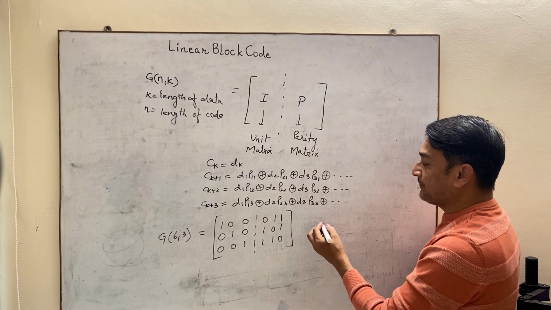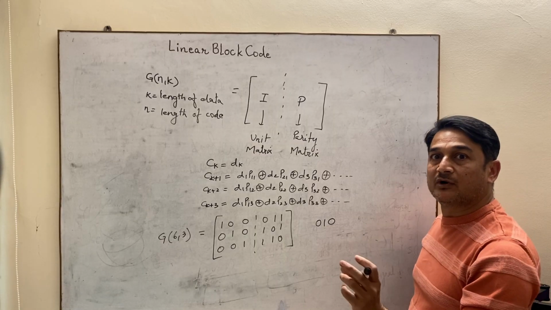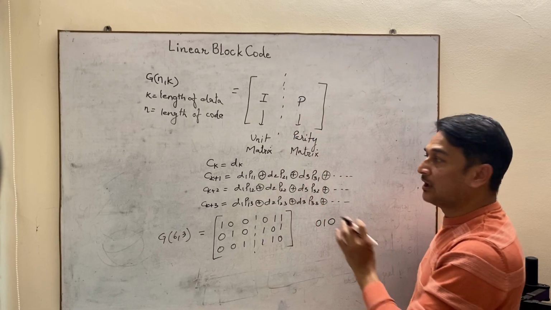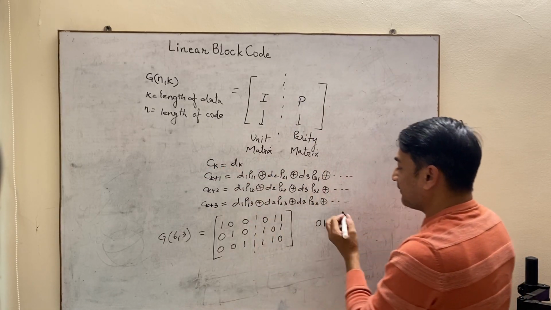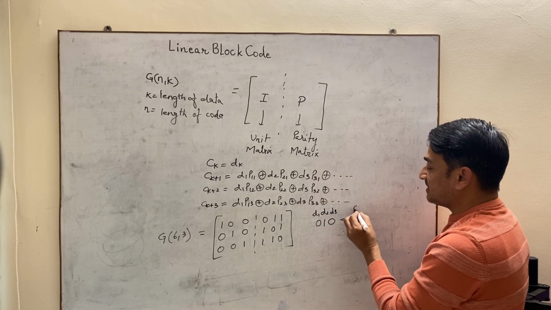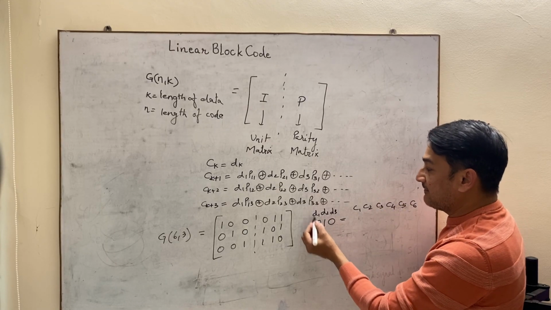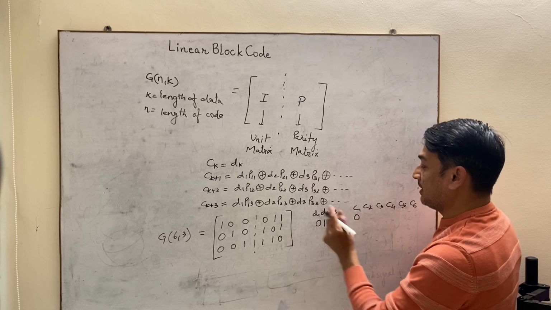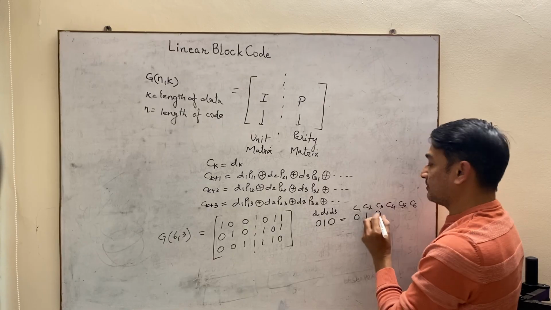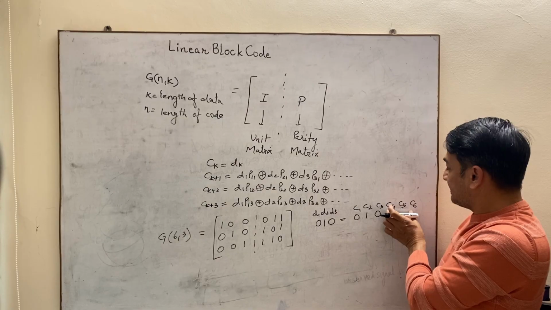So let us take example data 010. You have to convert the 3-bit data 010 to its corresponding code. As per Ck is equal to Dk, if it is D1, D2 and D3, your code is C1, C2, C3, C4, C5 and C6. D1 will be C1, which is 0, D2 is C2 which is 1, and D3 is C3 which is 0. That means the first 3 bits will be the same as the data. Now we will be calculating C4, C5 and C6.